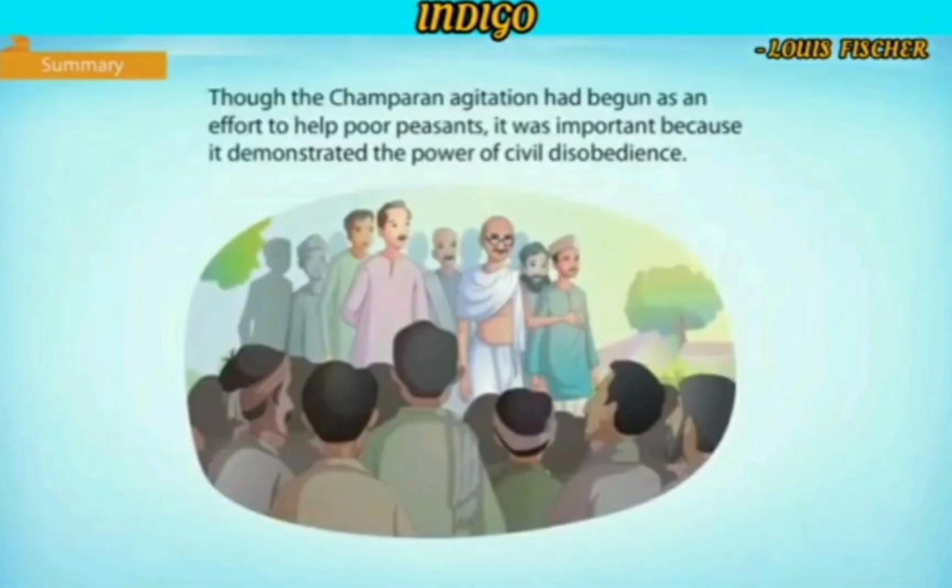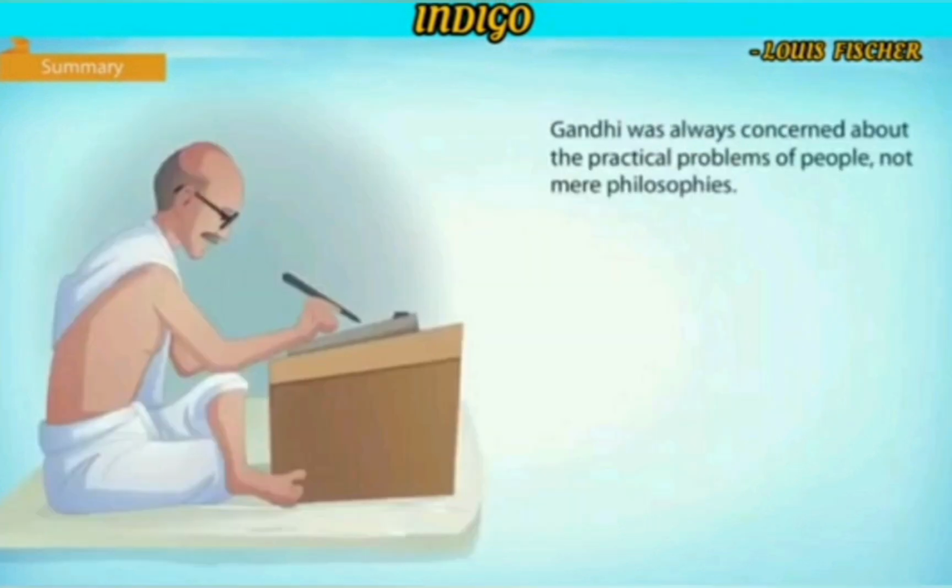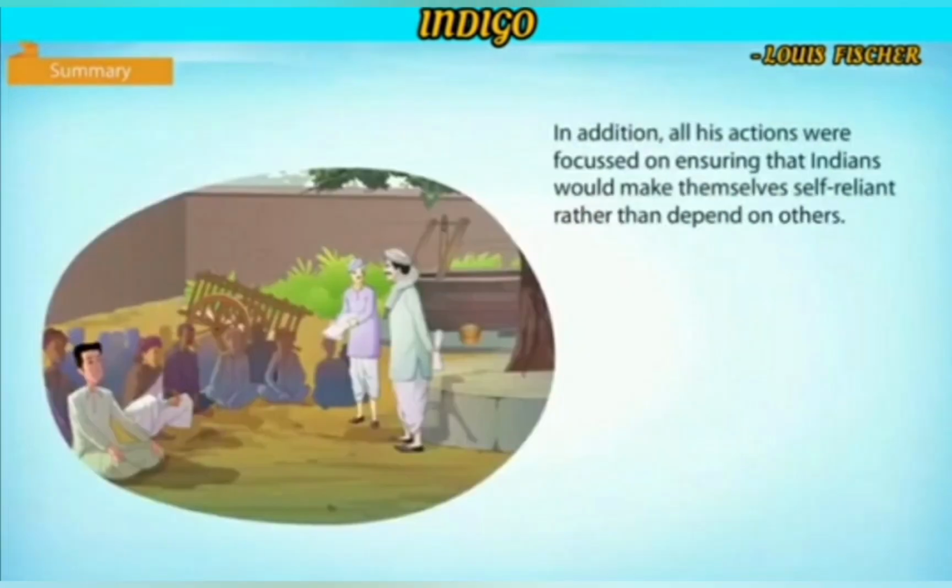Though the Champaran agitation had begun as an effort to help poor peasants, it was important because it demonstrated the power of civil disobedience. Gandhi was always concerned about the practical problems of people, not mere philosophies. In addition, all his actions were focused on ensuring that Indians would make themselves self-reliant rather than dependent on others.